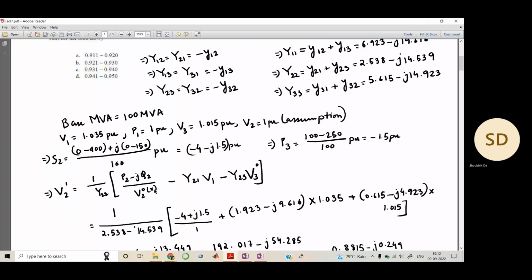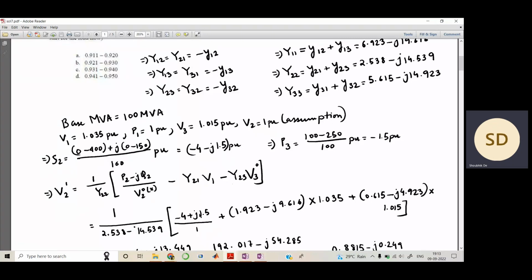Provided there is a complex term, you have to take the opposite sign of it. If it is plus j, you have to take minus j, and vice versa. Since we don't have any complex term here, we can directly write 1. Now you just place it. Be very careful about the sign. This is P2 minus jQ2, and H2 is P2 plus jQ2. So this minus minus j becomes plus, and this becomes minus 4 plus j0.5.